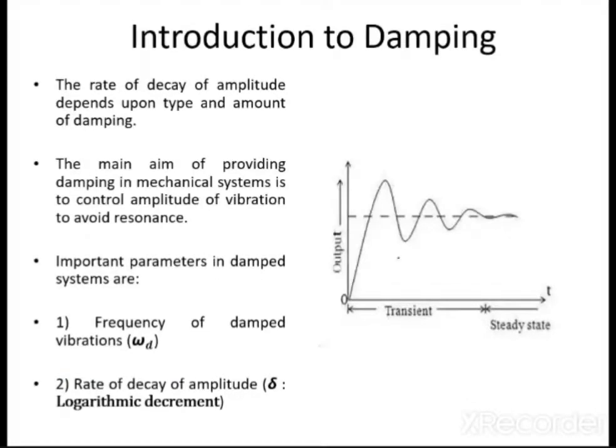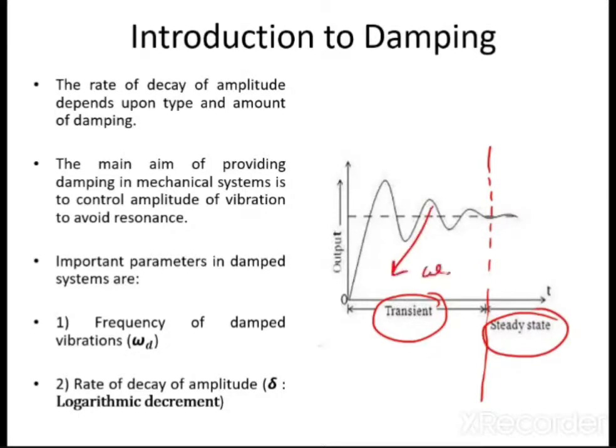Now this is the diagram which I am using. This shows the transient state and steady state. Now the corresponding frequency here is omega d. What is omega d? Frequency of damped vibration. Means I have incorporated zeta or c inside the system. That is why the corresponding frequency is called omega d.